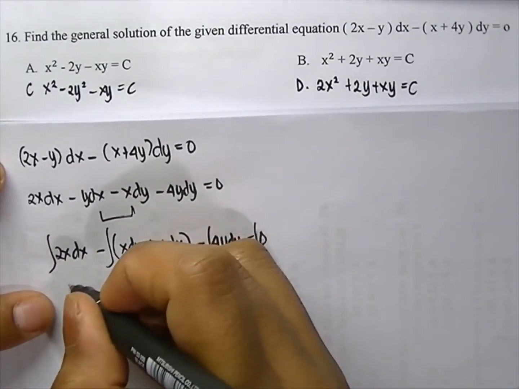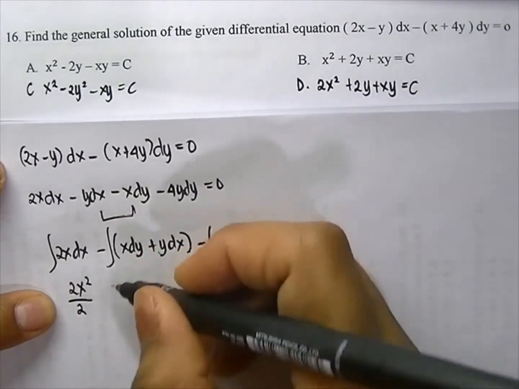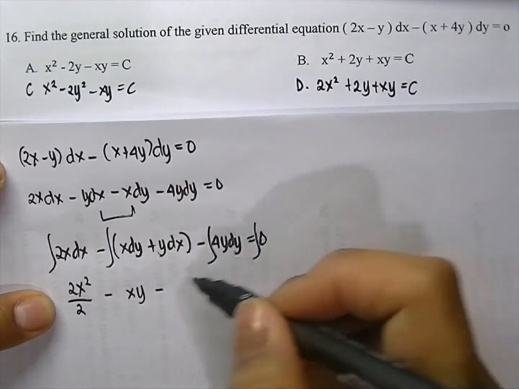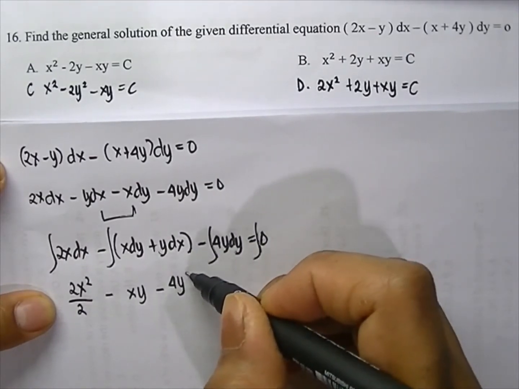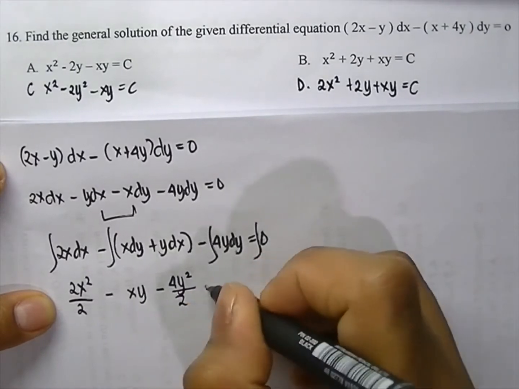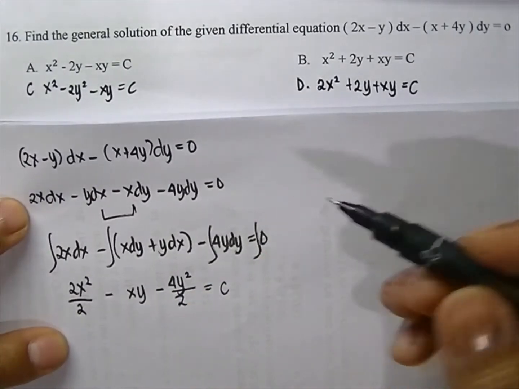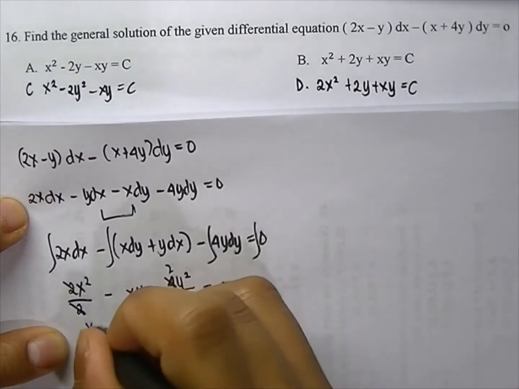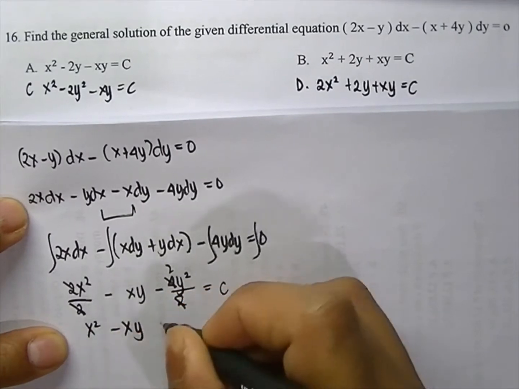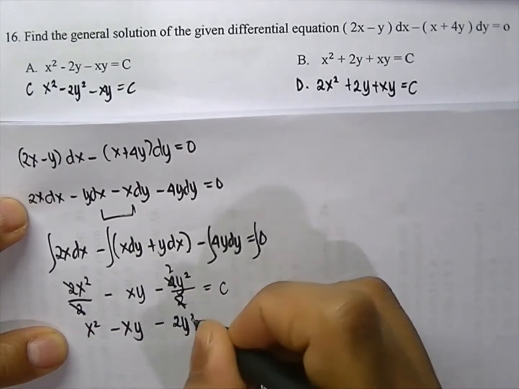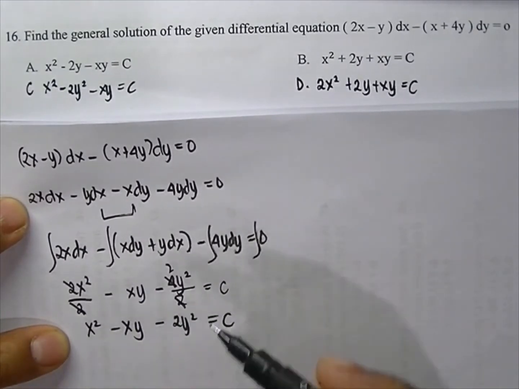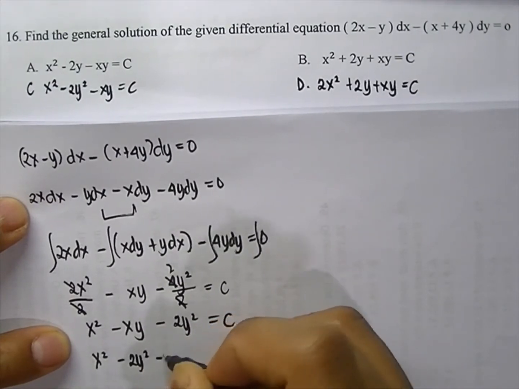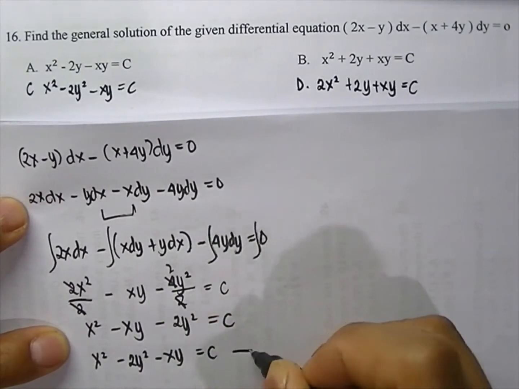We have 2x squared over 2 minus, this is xy, minus 4y squared over 2 equals c. So we have canceled, this becomes 2. So x squared − xy − 2y squared equals c. Or we can rewrite as x squared − 2y squared − xy equals c. Letter B.